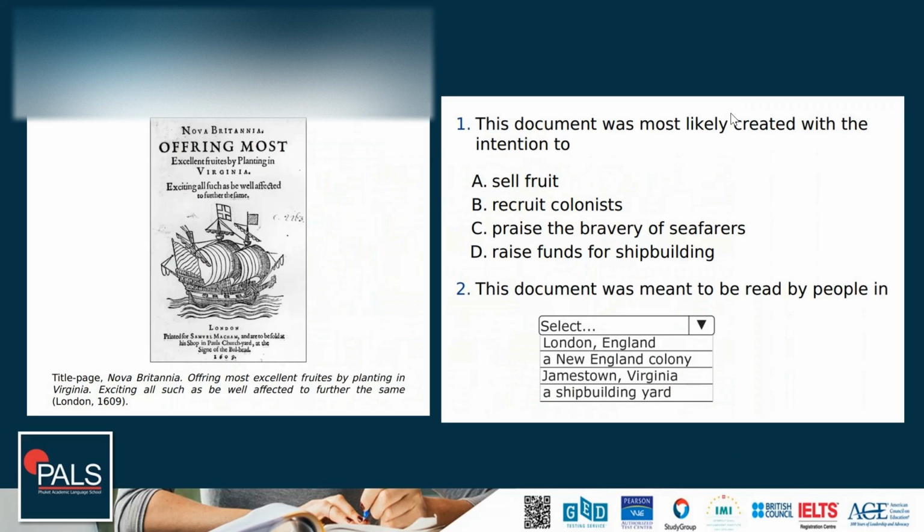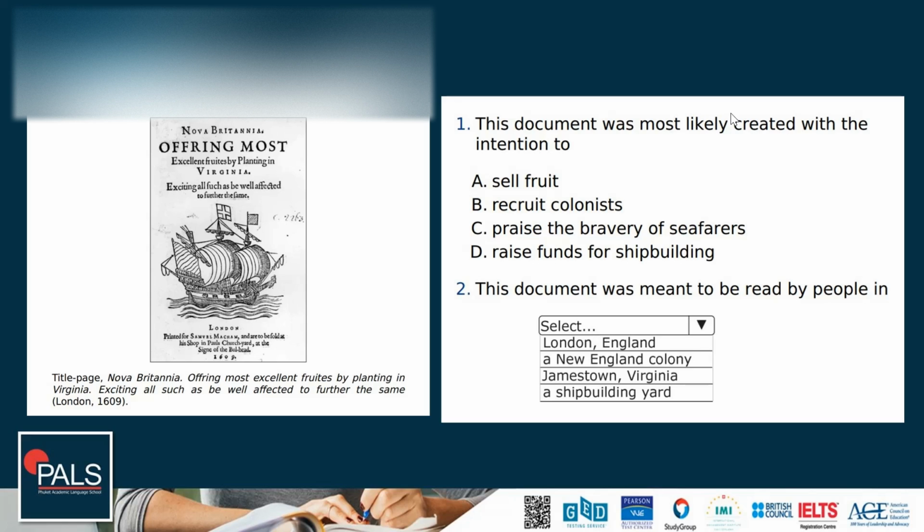Alright, moving on. Here we have an article or poster. I'm not sure what this is, the cover to something, or it could just be a poster to convince people, an advertisement in a newspaper. They don't tell us. At the bottom of it, it says, title page, Nova Britannica, offering most excellent fruits by planting in Virginia, exciting all such as well affected to further the same. This is in old language. We don't speak like this anymore. If you're studying for the GED, you probably don't really know what they mean too much, but we can get the gist of it, and we can make inferences to decide what this is all about.